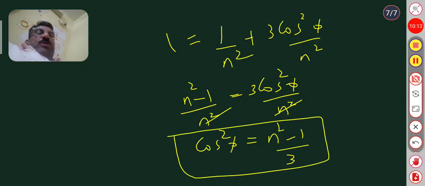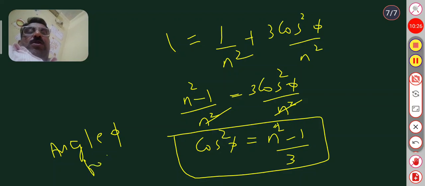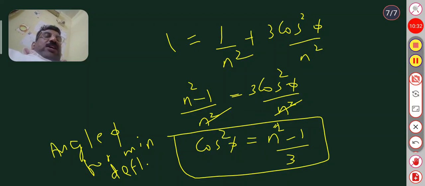So this is the relation. This is the angle phi. This is how you will find the angle phi for which the deviation is minimum. This is the angle phi for minimum deflection.